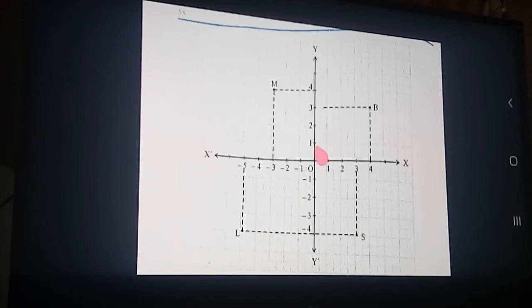Okay, you found the answer? See here. Say the abscissa of B. What is abscissa? Abscissa means x-coordinate. How much distance moved from the y-axis? 4. So the abscissa is 4. And what is the y-coordinate? 3. Therefore, the abscissa is 4 and the ordinate is 3. Therefore, the coordinates of B will be the ordered pair (4, 3). Clear?